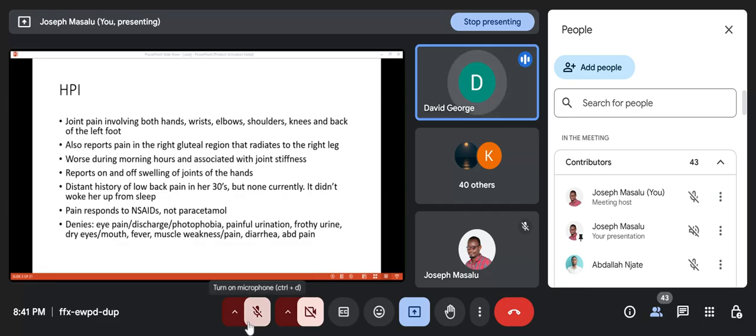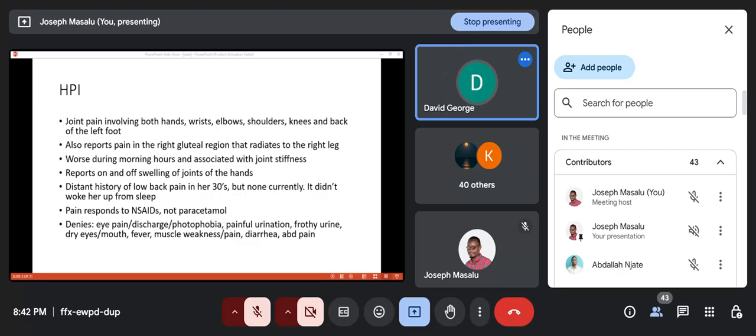So dry eye, dry mouth, things like Sjogren's syndrome can present with joint symptoms on top of the sicca syndrome. And then muscle pains, muscle weakness in particular. Inflammatory myopathies like dermatomyositis, polymyositis, probably ruled out in this patient.